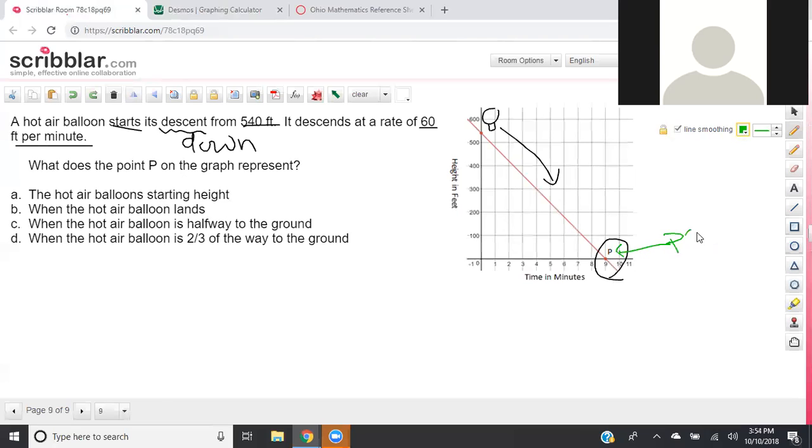So 9 is 9 minutes. And if we go over to the y-axis, that's 0 feet. So after 9 minutes, the hot air balloon is at 0 feet. Is that where you're starting? No. Where is the hot air balloon at that point?